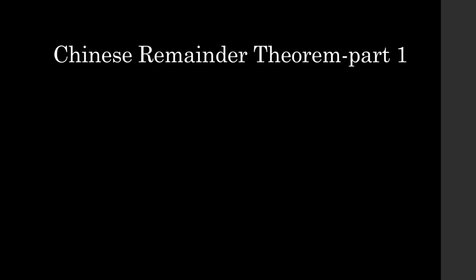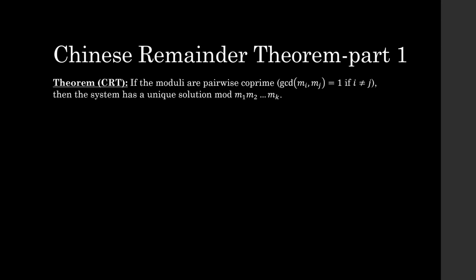So let's look at the Chinese remainder theorem in detail. The Chinese remainder theorem says that if the moduli are pairwise coprime, so by the moduli I mean all the m's that we had in our system, what pairwise coprime means is that the greatest common divisor of m_i and m_j is equal to 1 if i is not equal to j. So what that means is if I pick any two moduli in my set of all moduli, then I know that they're coprime.